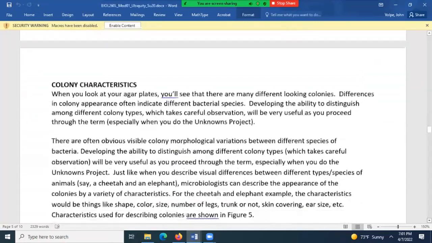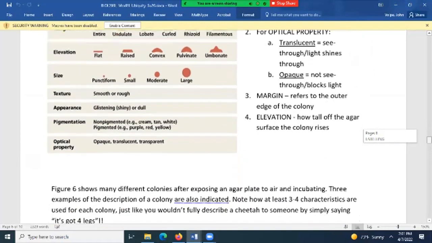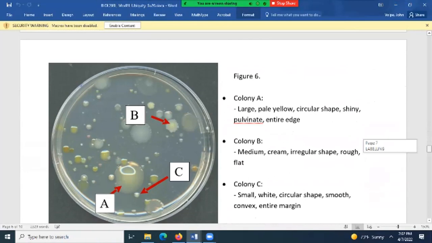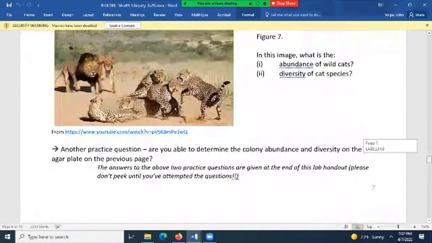Now I've got another question down here. Let me scroll to it. Looking at the cats. Come on. Sorry, my mouse is not working. Ah, come on. There we go.